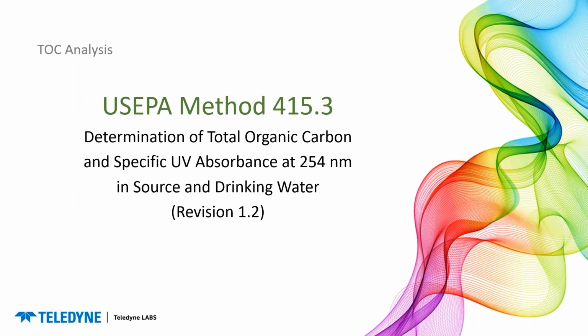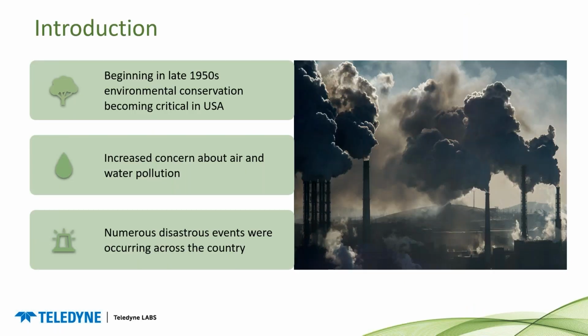The official name of the method, 415.3, is determination of total organic carbon and specific UV absorbance at 254 nanometers in source and drinking water, revision 1.2. Let's start with a brief history of the origin of the US EPA and how and why they're involved in creating and publishing analytical methods.